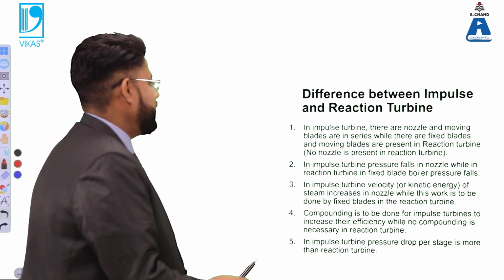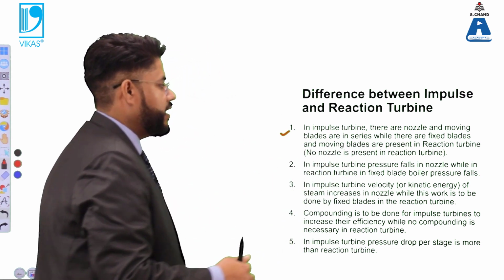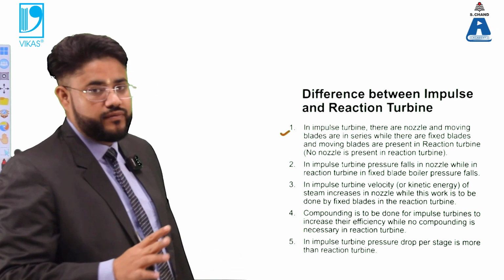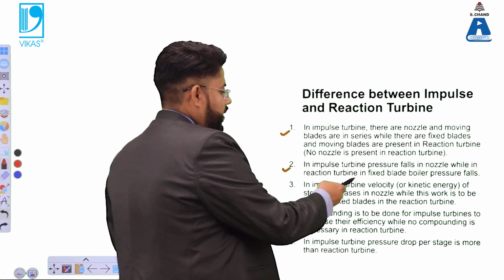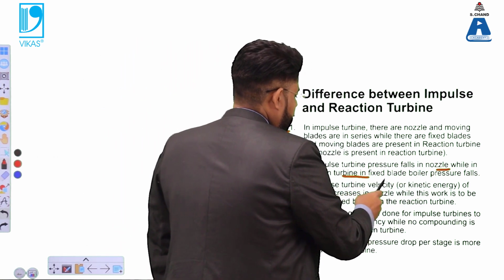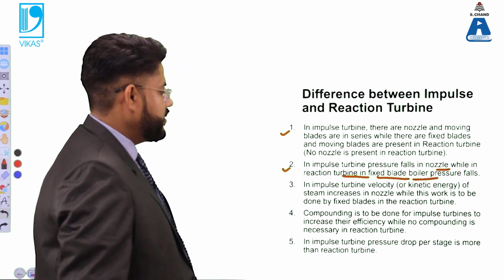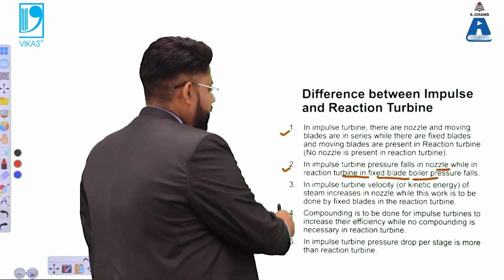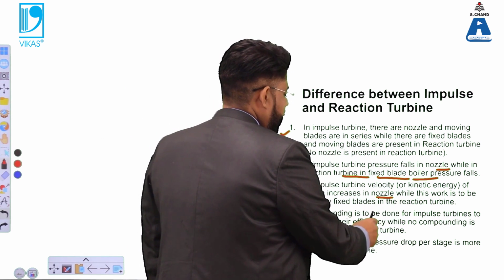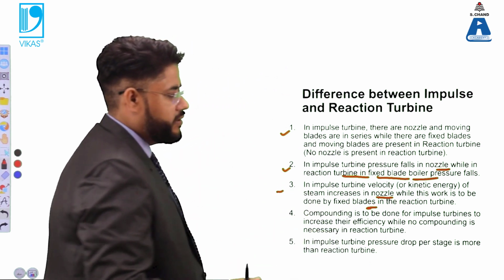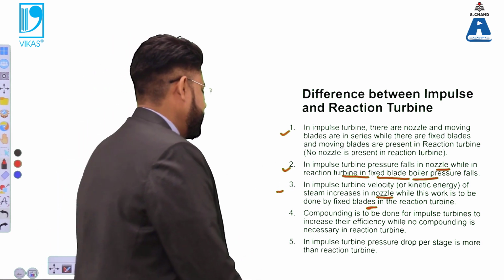So if I talk about the difference between the two, in impulse turbine there are nozzles which are placed in series, whereas in reaction turbine you don't have any nozzle, rather you have the blades fitted on the surface. And in impulse turbine, the pressure falls in the nozzle, while in the reaction turbine, in the fixed blade, the boiler pressure falls. So in both categories, the same pressure drop is there. And in impulse turbine, the kinetic energy of the steam increases in the nozzle, while this work is done by the fixed blade in the reaction turbine. So same concept: the nozzle increases the kinetic energy, whereas the fixed blade increases the kinetic energy.